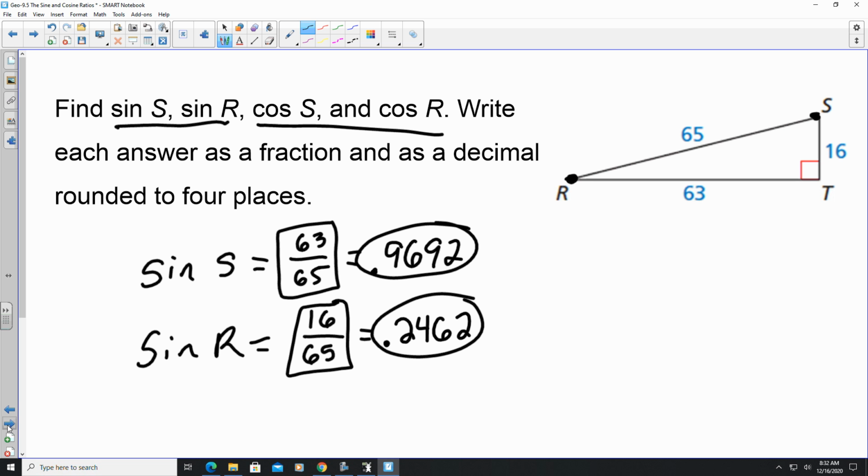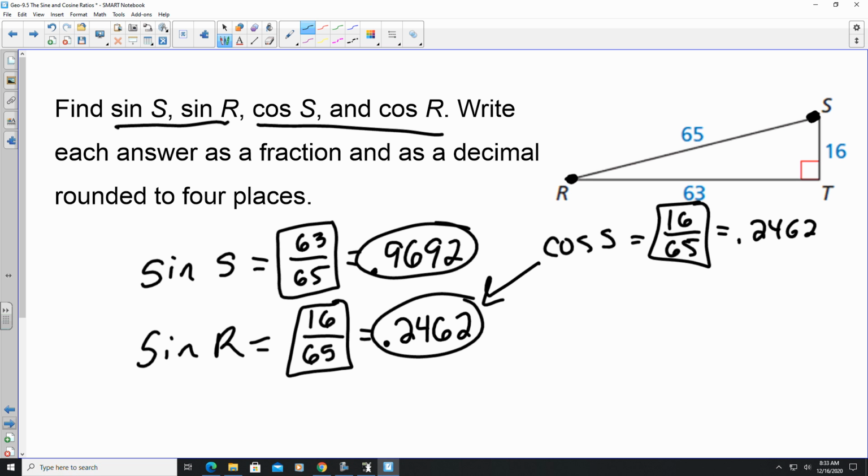Now let's look at cosine. Cosine of S, again right here, is equal to the adjacent value, which is 16, divided by the hypotenuse, which is 65, which we actually already did. It's that value right there, and that is equal to 0.2462. Cosine of R, I bet, is going to be the opposite, just like sine of S. Looking at R, adjacent is 63 and the hypotenuse is 65, so it's the same as sine of S, and it's 0.9692.